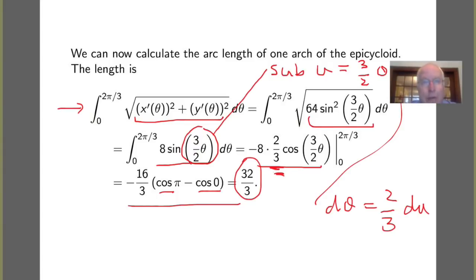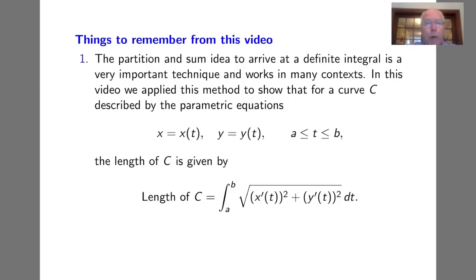So there is the length of one arch of the epicycloid formed when a circle of radius 1 rolls along the outside of a circle of radius 3. But a lot of important ideas come up in this video. Of course, one of the most important is how do you find arc length if curves are given parametrically?